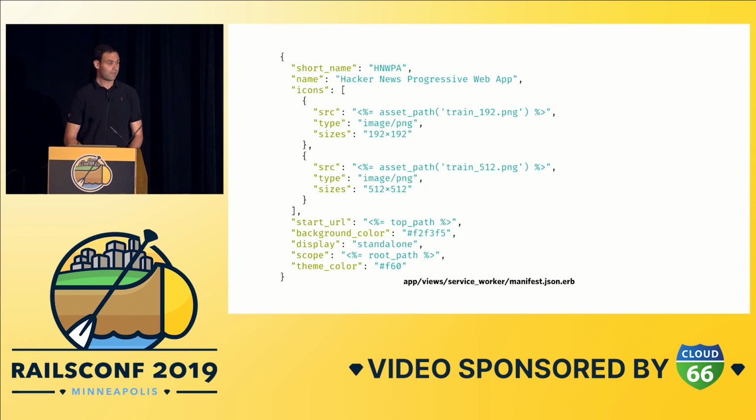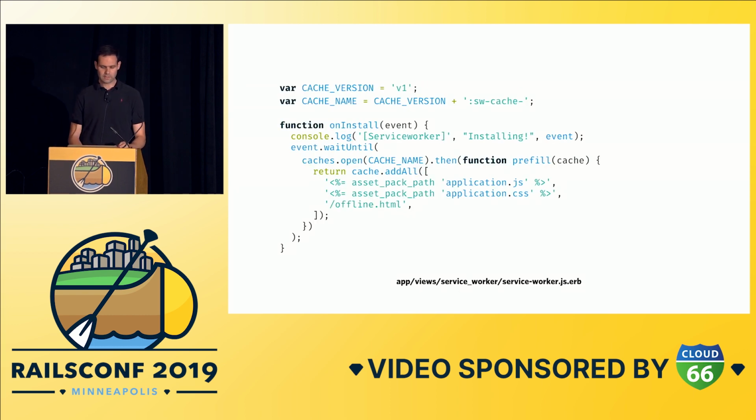And then this is my manifest.json.erb file. You'll note that the asset path for the icon means that we can use the asset pipeline. The start URL and the scope, we can set with our URL helpers. So that's one advantage of them being actual templates in our app as opposed to hand-coded assets.